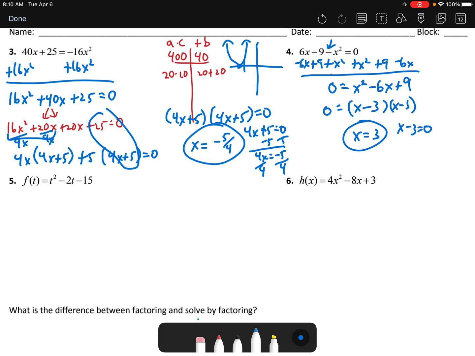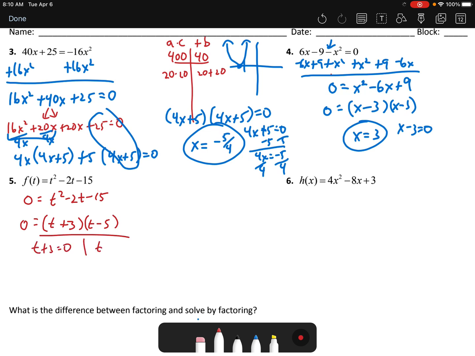Now on 5 and 6, those are function notation. All that means is it probably is a formula. So I'm just going to set it equal to 0 and solve. So that'd be t, let's see, plus minus, right? 5 and 3, I believe. So now t plus 3 equals 0, t minus 5 equals 0. So t is going to be negative 3 and positive 5. Again, the parabola would go through those 2 points.